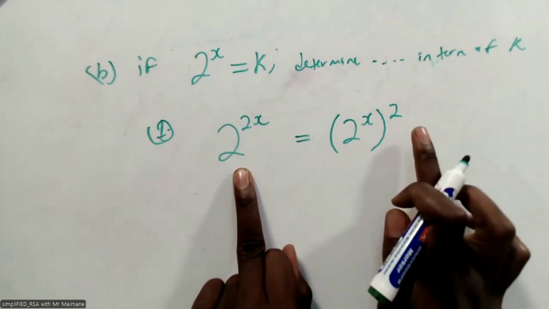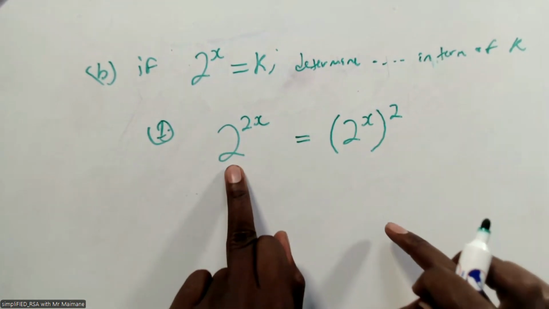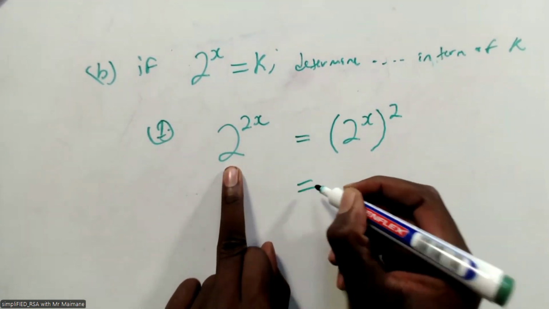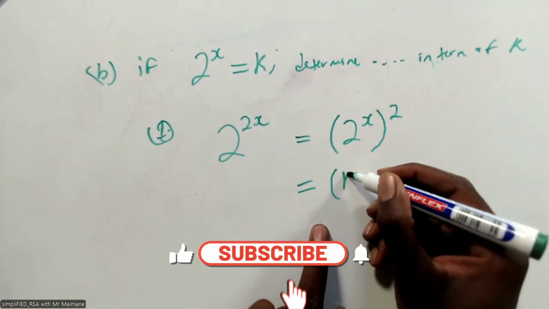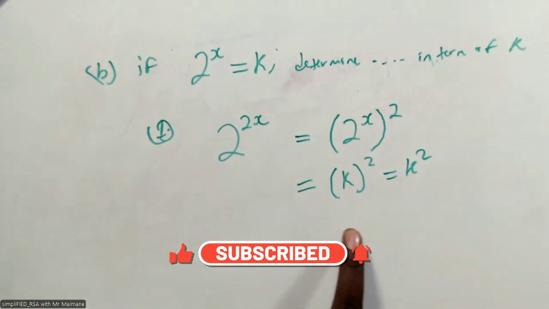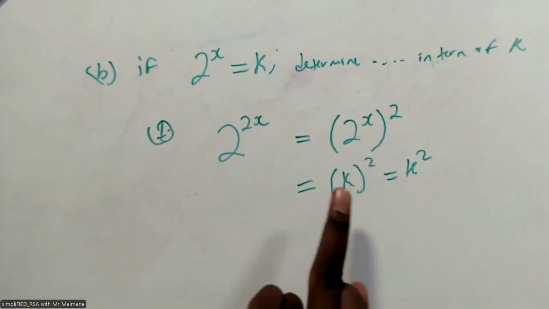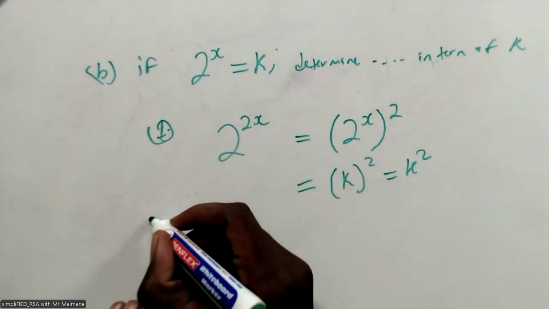Because these are exponents, 2 times that will still give me 2 to the exponent 2x. So this means then, if 2 to the exponent x is equal to k, I have k squared. So number 1, I can represent it as k squared, just like that. Like I say, these ones are easy, man.